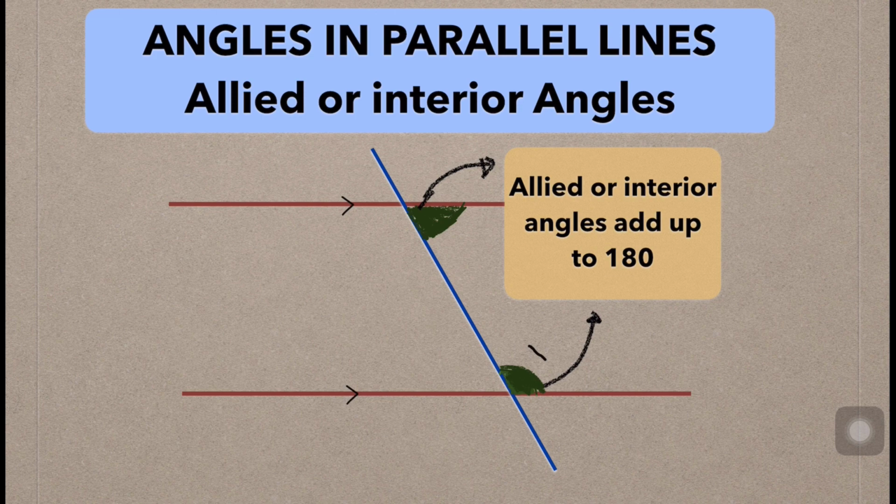In that case, let's give an example. Let's say one of the angles here is represented by X and the other one measures 72 degrees. How do you find the value of X? Since they are allied or interior angles, which are supplementary, X is equal to 180 minus 72 degrees. We just subtract them: 180 minus 72 is equal to 108. In other words, X is equal to 108. That's how you find the missing angles.